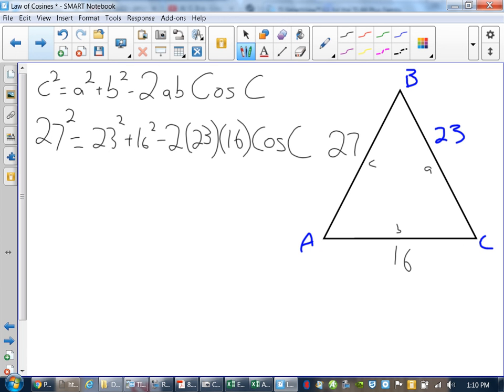Once again, you're going to combine your first two parts together. You just use the calculator. You'll figure out what is 27 squared, what is 23 squared plus 16 squared. You type that in the calculator. What do you get for 27 squared? 729. And what do you get for these two put together? 785. And then you have to multiply these three together. 736.